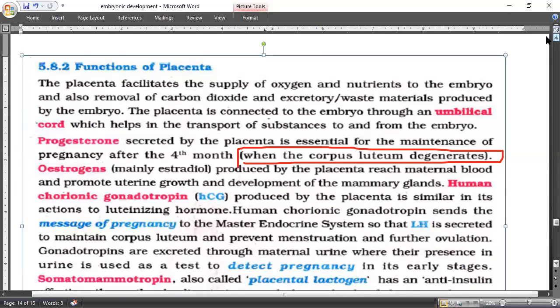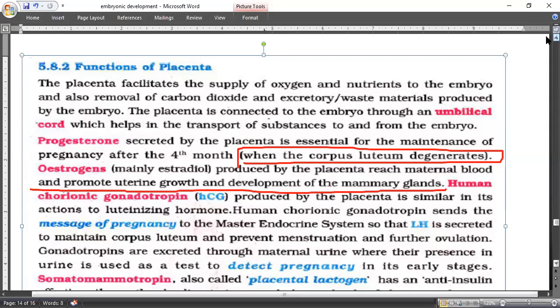Do you remember? Theca interna is releasing estrogen. So estrogen, mainly estradiol, produced by the placenta, reaches maternal blood and promotes uterine growth and development of the mammary glands. Okay, so the placenta secretes estrogen, and the placenta secretes progesterone.